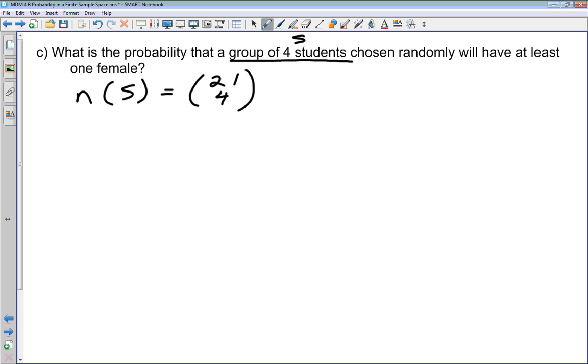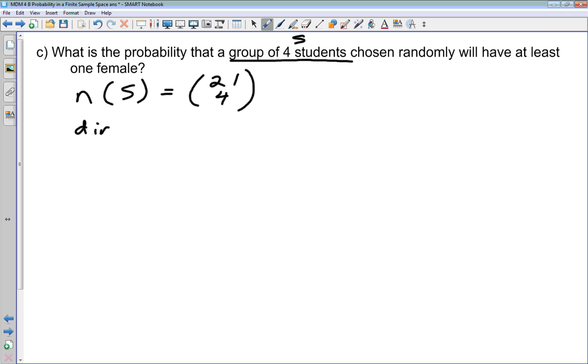The event that we are interested in is having at least one female here. Now, it's probably easier to think of this one as actually several different events combined together. We could have the event where there is at least one female, an event where there are 2 females, an event where there are 3 females, and an event where there are 4 females.